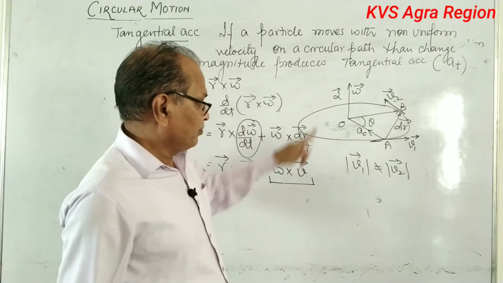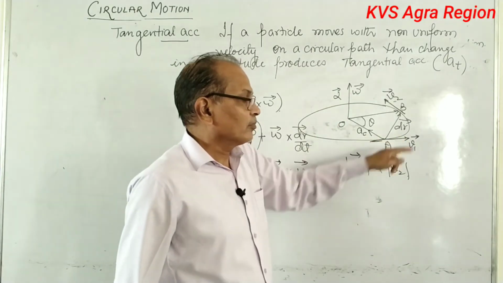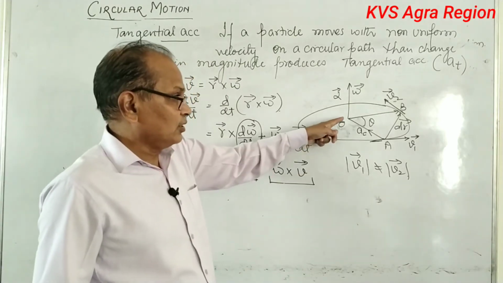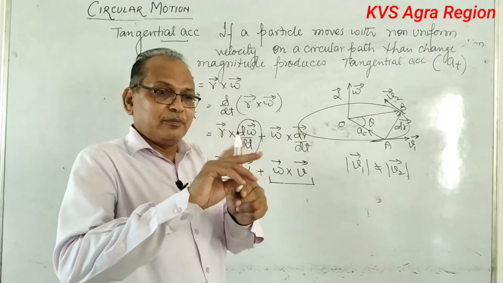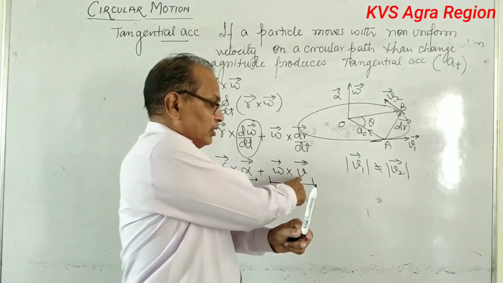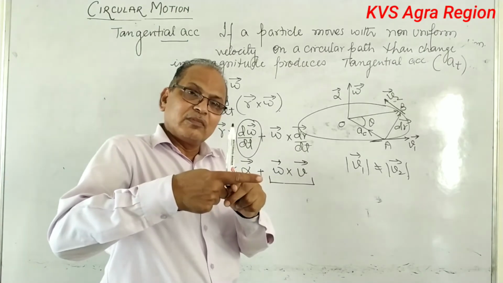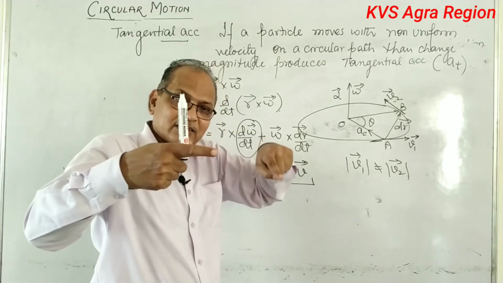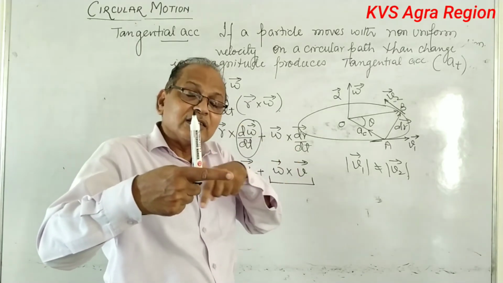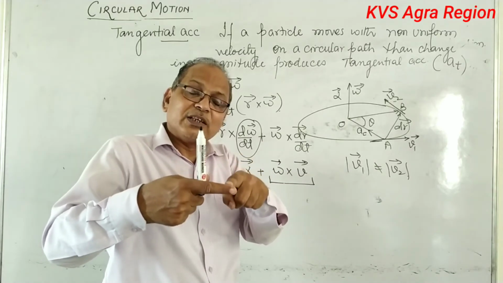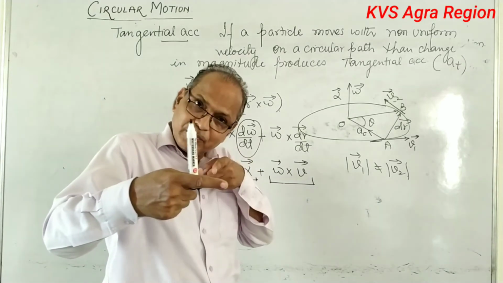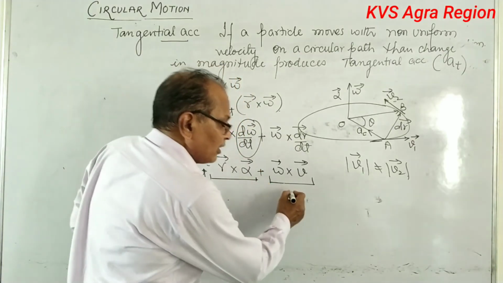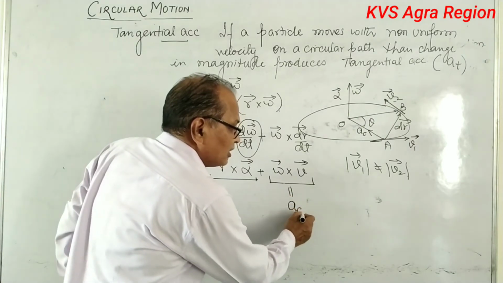It is omega, this is v. Now the two vectors are clear, this is omega vector, this is v vector. Particle is moving like this. So what is the net resultant other than this vector and this vector, perpendicular to both of them, which is directed towards the center? So this is the vector representing the AC.